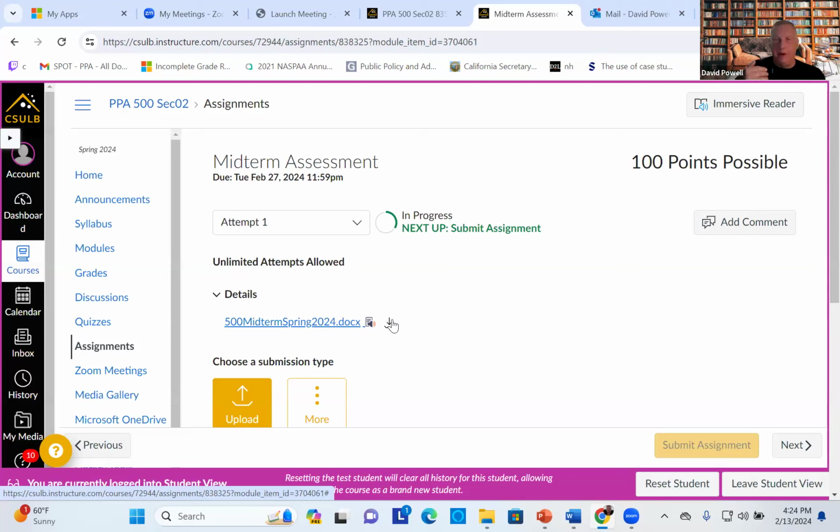So some people like to put their answers in red. Some like to put them in blue. Some like to put their answers in with track changes. However you like to do it, I'm fine with whatever approach. It's just a lot easier if you put your answers directly into the assessment itself. Then once you put your answers into the Word file, then just go ahead and save it.